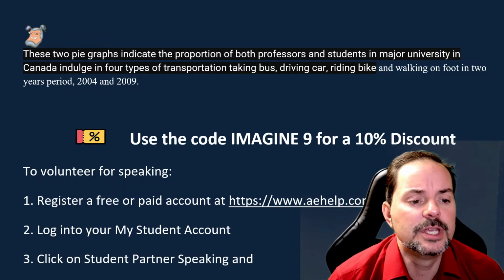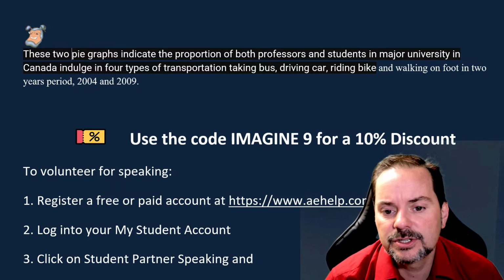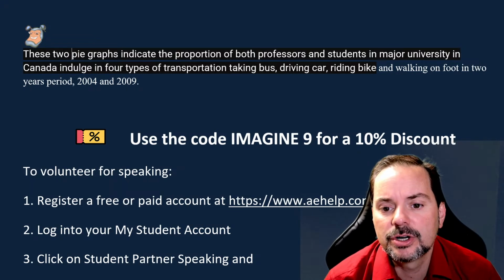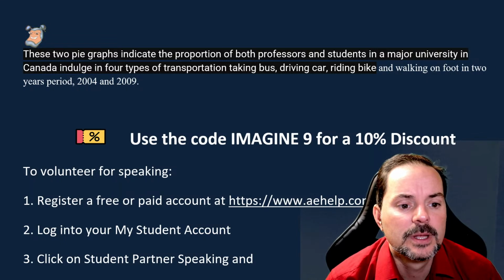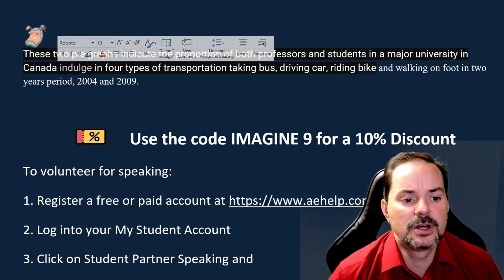Okay, so these two pie charts indicate the proportion of both professors and students in a major university in Canada. "Indulge" is a bit awkward here, Fuang. It's not quite the right word.